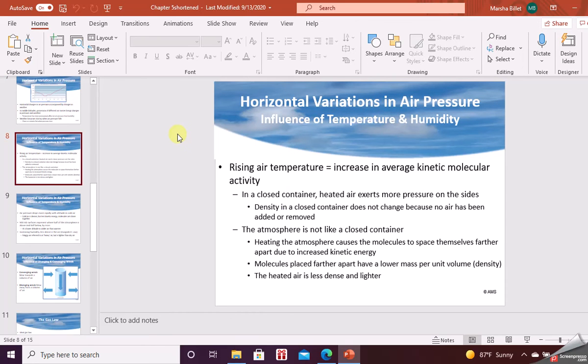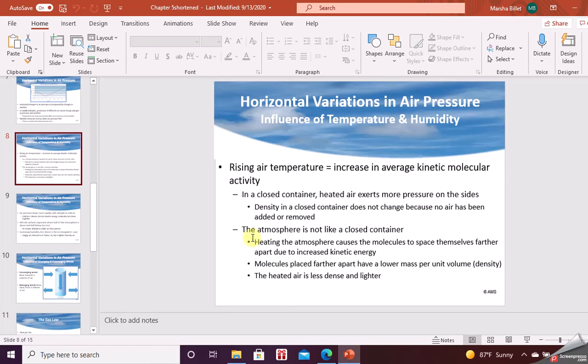So if you have rising air temperature, you're increasing kinetic energy in the molecules. Now, we've just talked about this. The atmosphere is not a closed container. So what happens, the hotter the air temperature, you're going to push those molecules further apart because they're hitting each other faster, which is going to cause them to have lower density and not weigh as much. So the warmer the air, the lower the air pressure, typically. That's one of the things that happens.